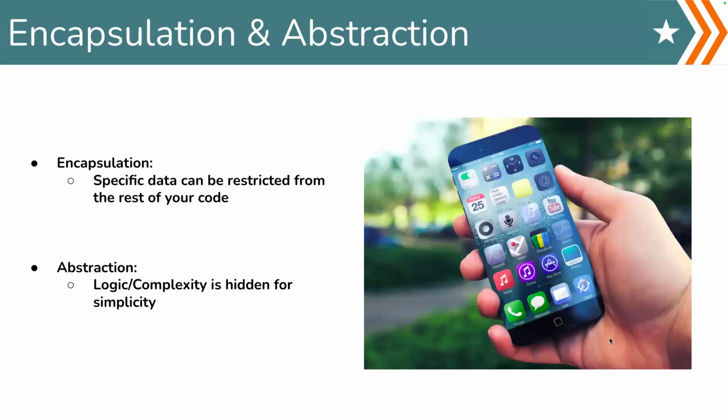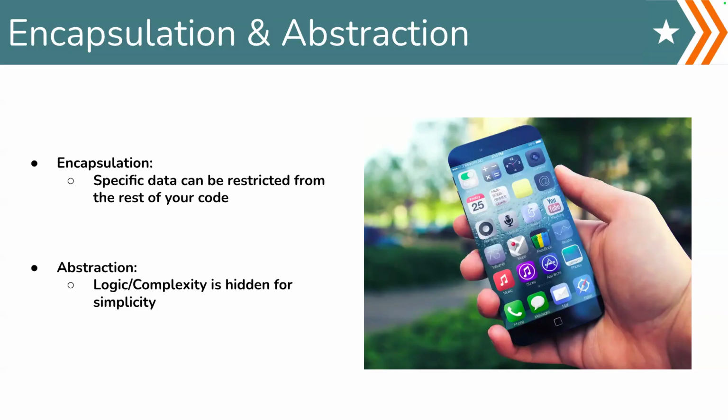So encapsulation and abstraction. Encapsulation, so specific data can be restricted from the rest of your code. And abstraction is logic complexity hidden for simplicity. Well, that means that my phone has its own behavior, right? It doesn't interact with the behavior of other phones. So there's no global variables that I'm interacting with to keep some sort of record of all the logs or phone calls that my phone sends out. Every single phone has their own call log that tells them their own record of how many calls have been sent, when they were made, when they were ended, and so on, right? So if I have multiple phones inside of one script, the data is being encapsulated for each one of those phones.